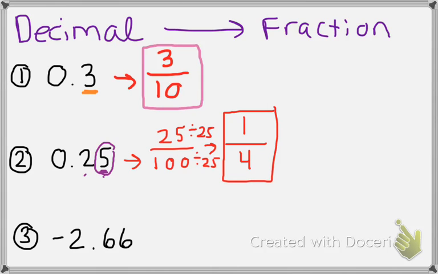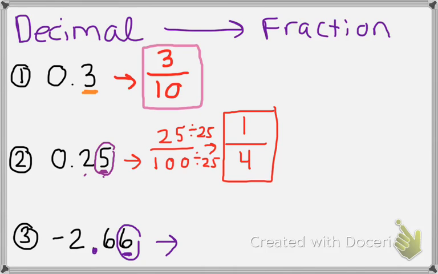Third example is negative 2.66, or negative 2 66/100. So this one's a little different because we have a whole number and a negative. Now, don't worry about the negative. We can worry about that at the end, and don't worry about the 2. What we're going to do is focus on what is to the right of the decimal. So the last digit, which in this case is the second 6 here, we have to figure out what place value that 6 is in, right? That place value is the hundredths place.